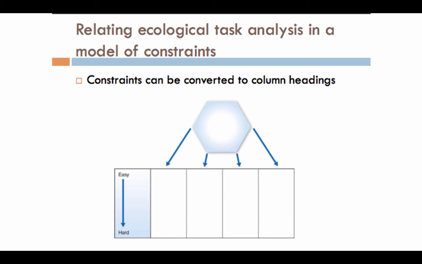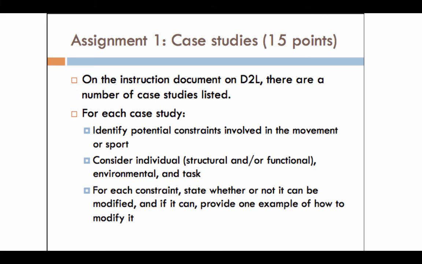Constraints can also be converted into column headings. Going along a continuum from easy to hard, we can break down the environmental constraints, task constraints, and individual constraints in order to manipulate them so that we can make the motor performance successful.